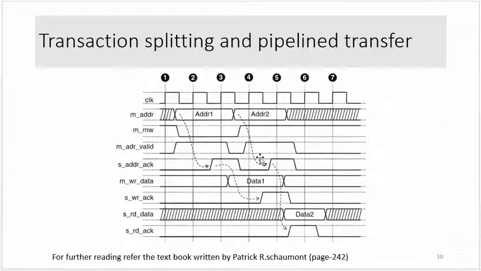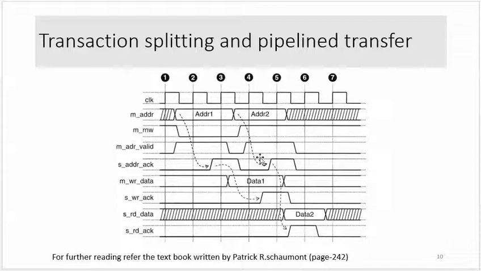Transaction splitting. The transfer of an address is a separate transaction from the transfer of data. Each transaction has its own acknowledgement signal. So it separates the address and the data phase. By doing this, a bus slave will have some time after the reception of an address in order to prepare for data transfer. And this will improve the transfer.